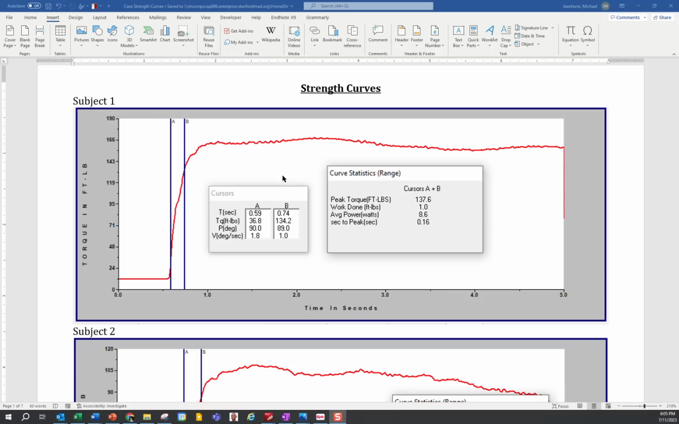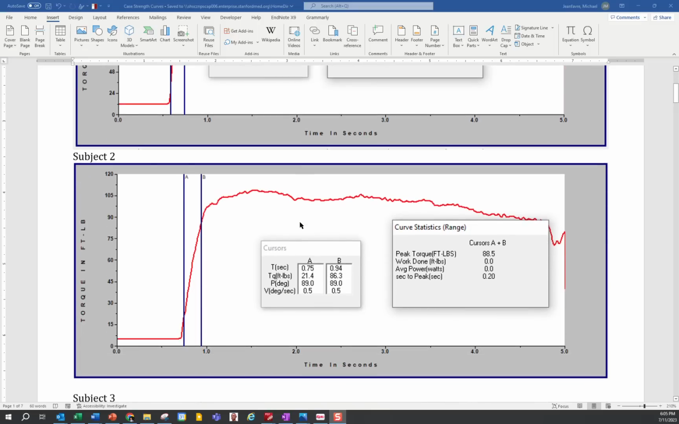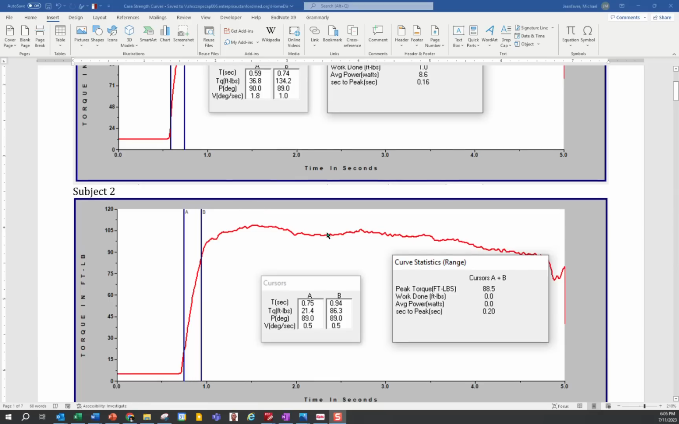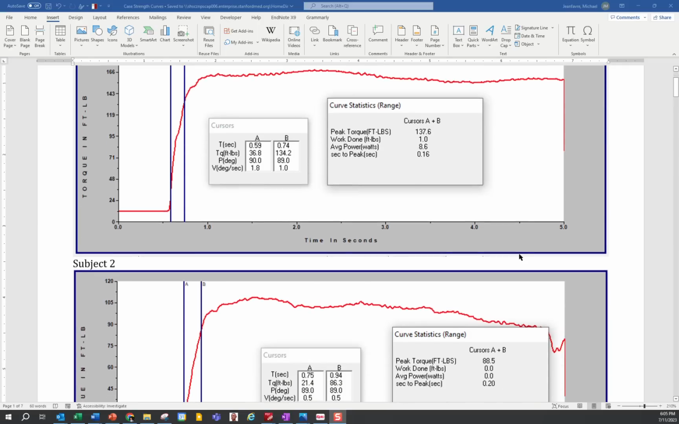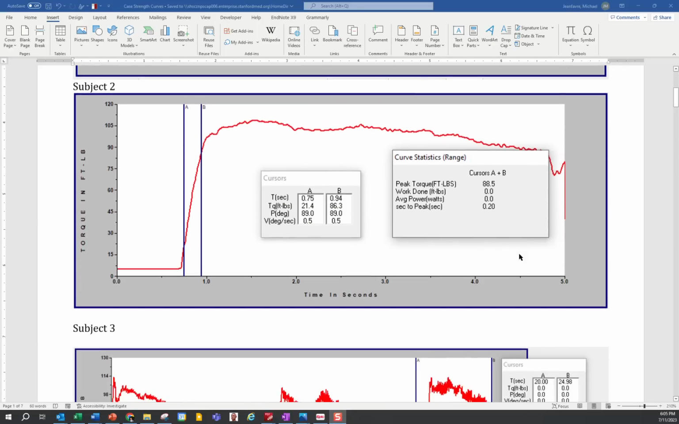So presenting subject one, this is a normal strength curve where you have an immediate acceleration, sustainable force, maybe some fluctuation over the 5 seconds of an isometric contraction. Subject two, very similar. You can see that this individual also has some fluctuations and has some fatigue at the end. However, they look relatively similar.